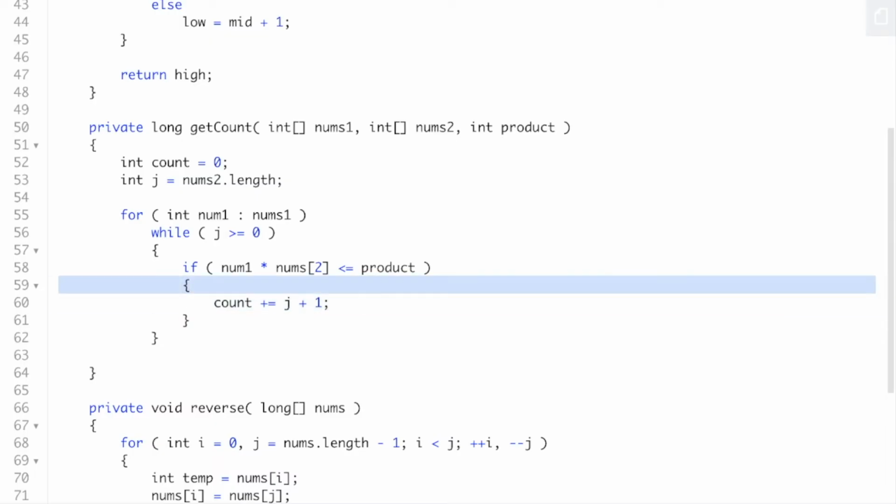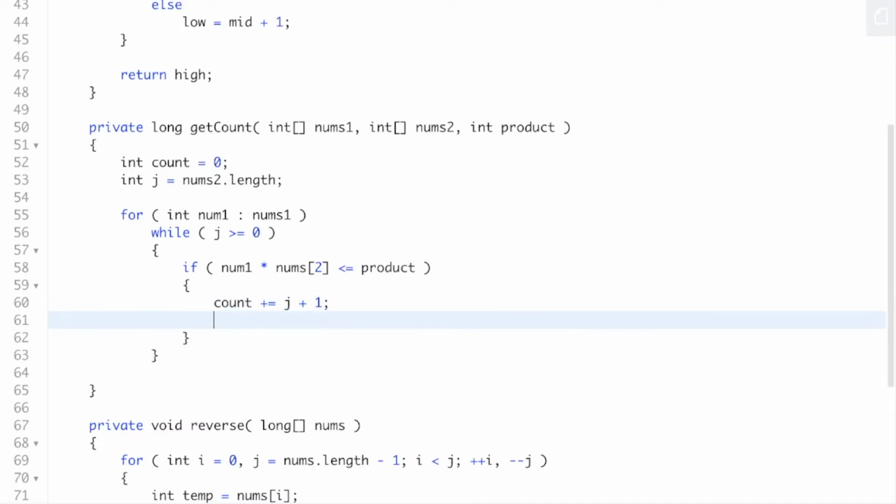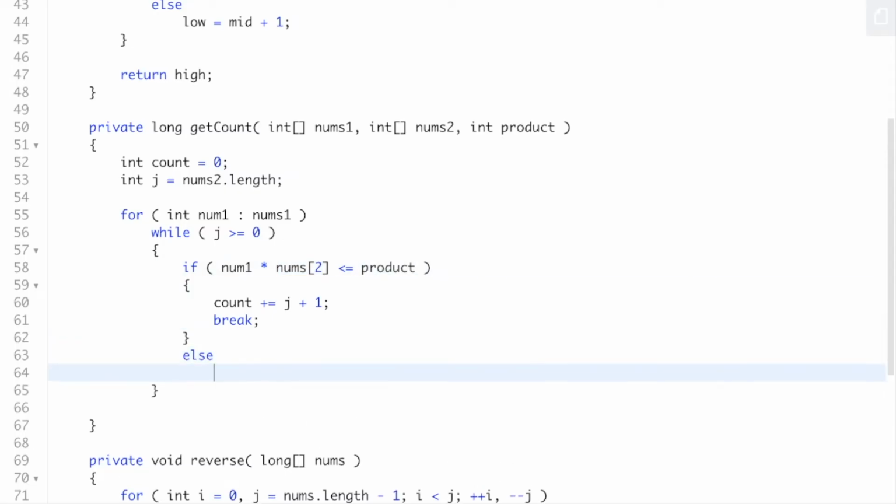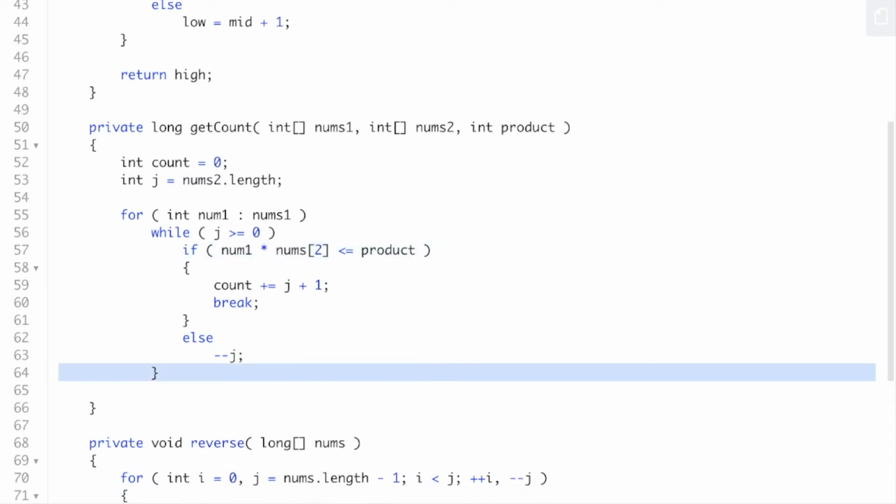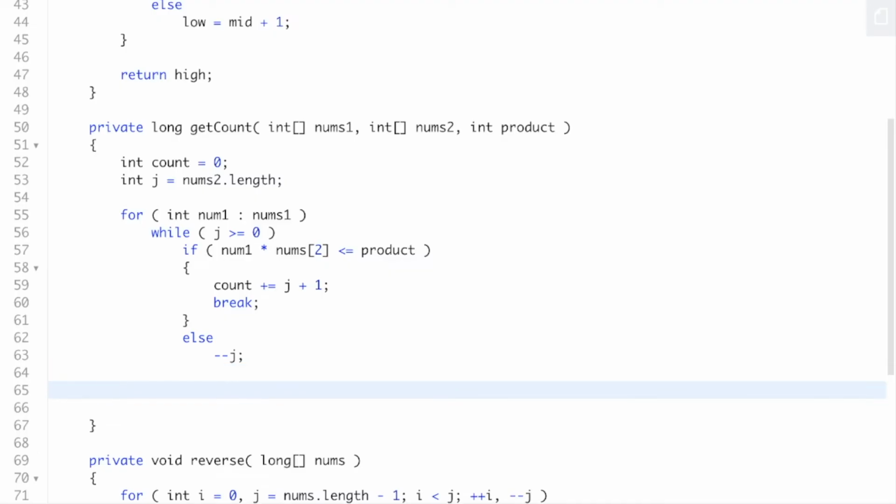Okay, and now we're not going to keep going through, we can just break out at this point, because we don't need to keep trying more numbers to the left. Now, if we multiply this number by this number in nums2 and it's greater than the product, well, then we need to try smaller products. So, as I went over earlier, we would decrement j. Now I can clean this up a little bit. Let's remove these brackets, and we can return our count here. So I think that's it.